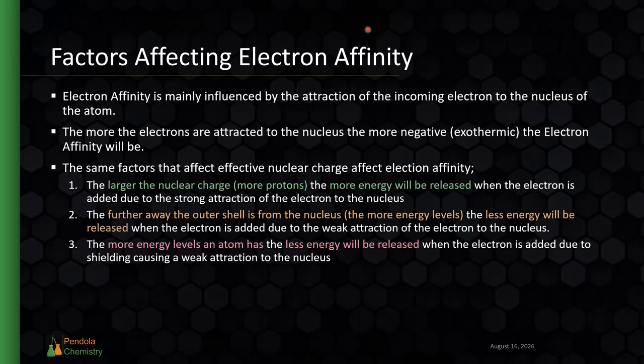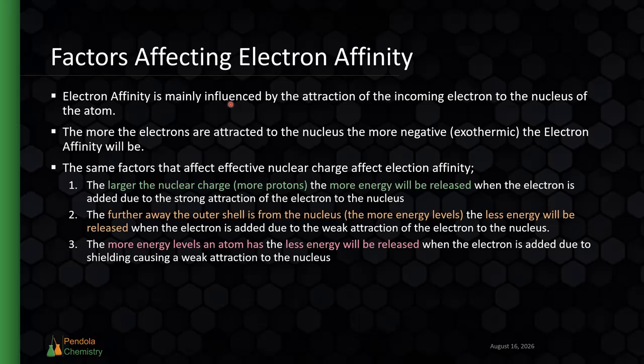Now finally, what factors affect electron affinity? Out of all of the conversations we had in this section, this should be the easiest. Why? Factors affecting electron affinity are going to be the exact same factors that affect ionization energy, atomic size, and ionic size, which are the three basic factors that affect every atom: shielding, size, and nuclear charge.